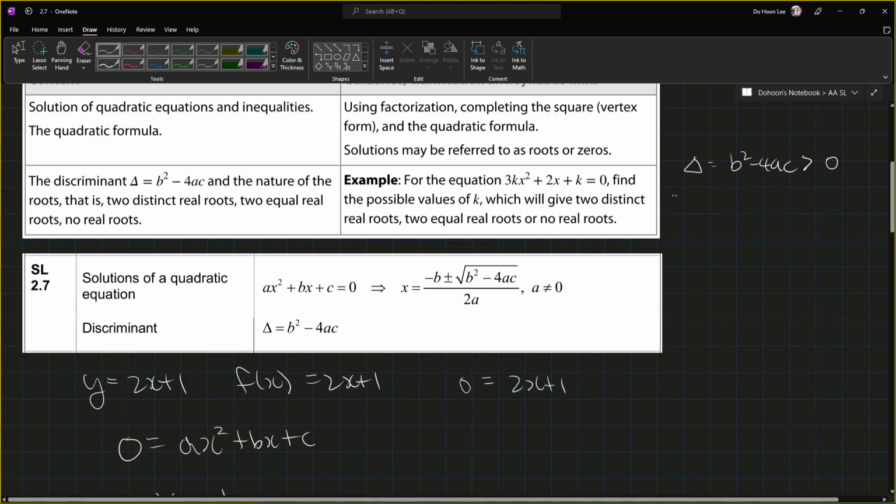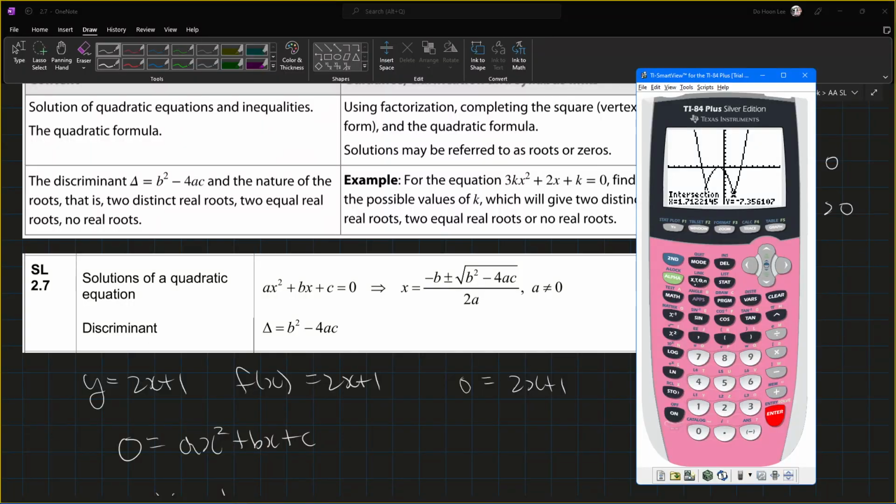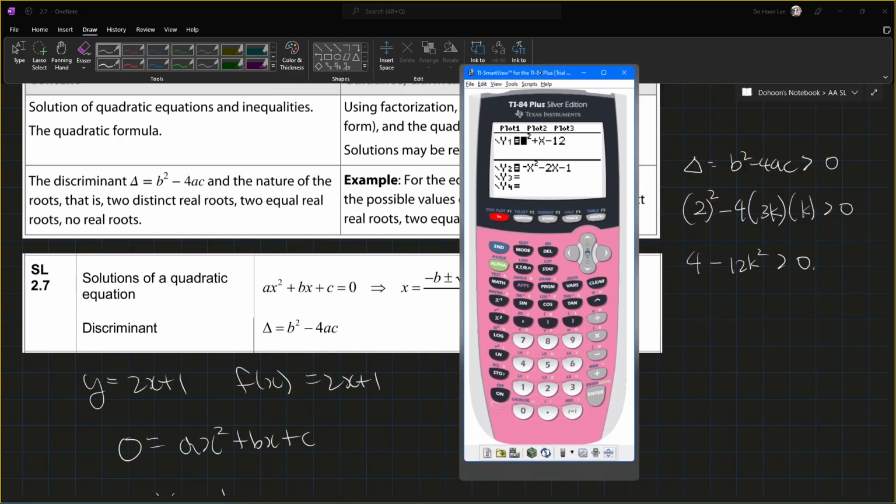The b is 2, so b squared is 2 squared, minus 4 times a, which was 3k, and c was k. So it's 4 minus 4 times 3k times k, so 4 minus 12k squared is greater than 0. Oh wow, now this is an inequality question. Okay, so we can use the graphical approach. Let's graph that.